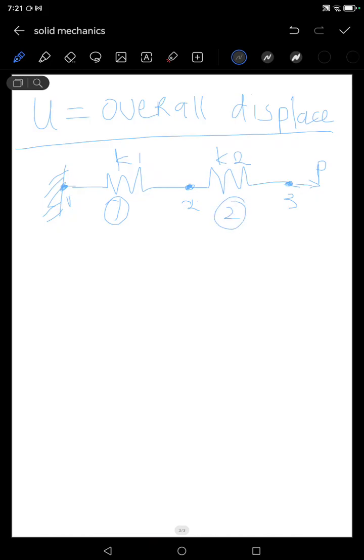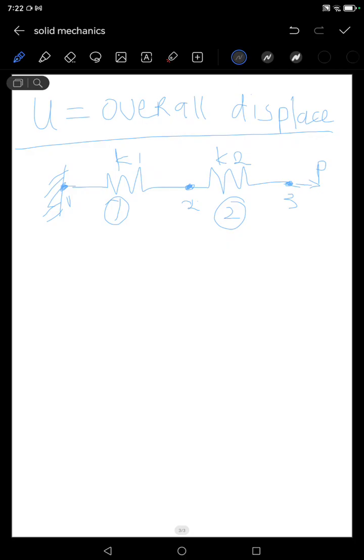Okay, when I say element, just know that we're talking about the spring here from node 1 to node 2, which is element 1, and then from node 2 to node 3, which is element 2. Sometimes you can be given 3 elements, 4 elements. It depends. They can give you any number of elements, so that you can determine the global stiffness, the nodal displacement, and also the force on the spring. Okay, so we have this.